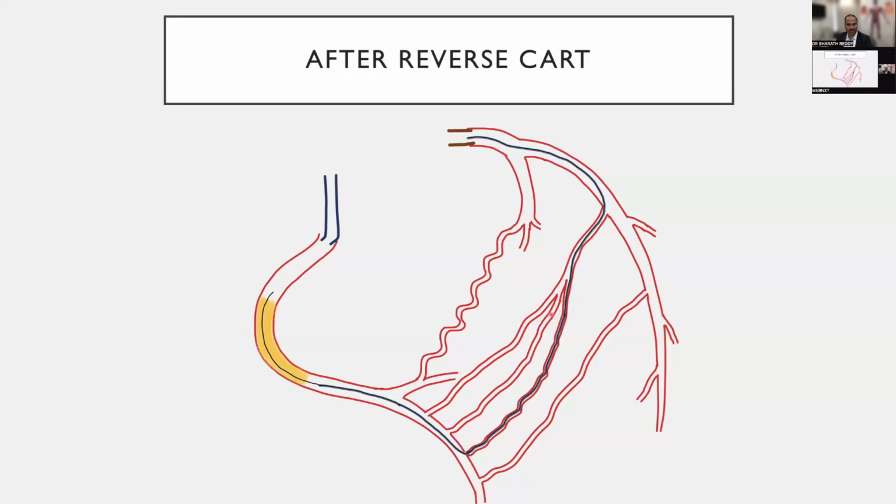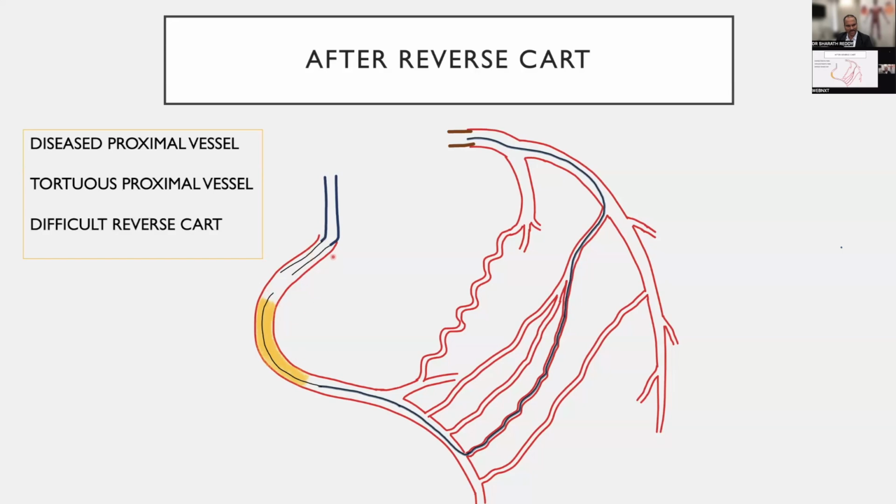And after reverse cut, what do we do? Once your wire is in the antegrade space, you advance this wire into the antegrade guide. But in cases where the proximal vessel is diseased or tortuous, or you had difficulty in doing the reverse cut, then use a guide extension catheter and send the wire into the guide. Once the wire is in your antegrade guide, you can externalize, or you can do a tip-in and get an antegrade access without externalization.